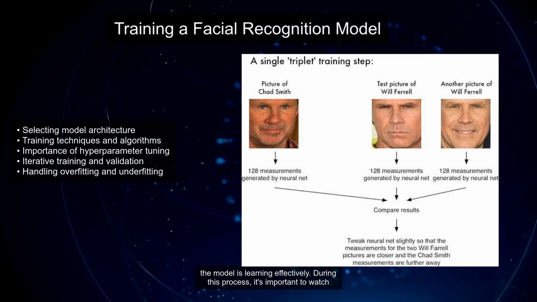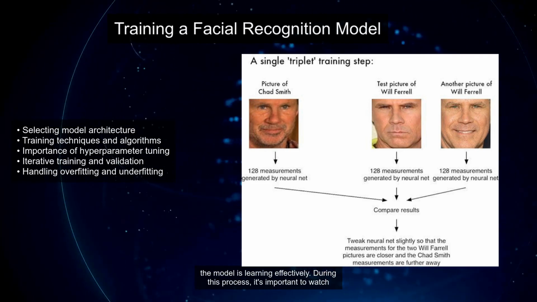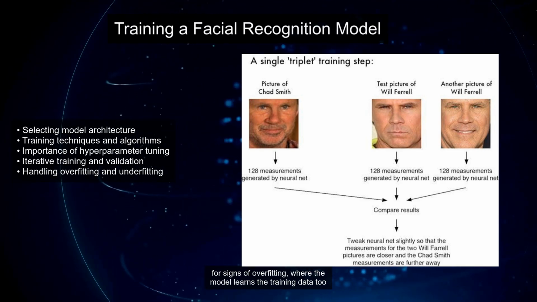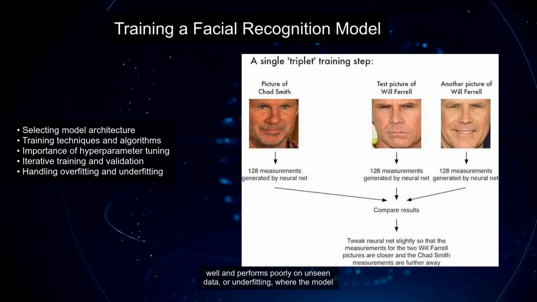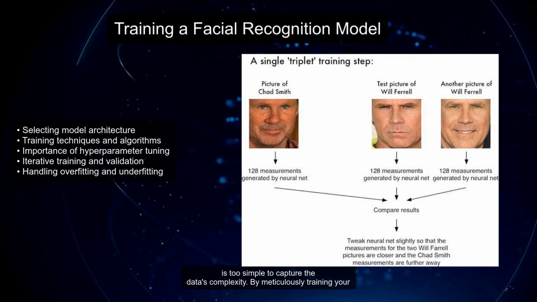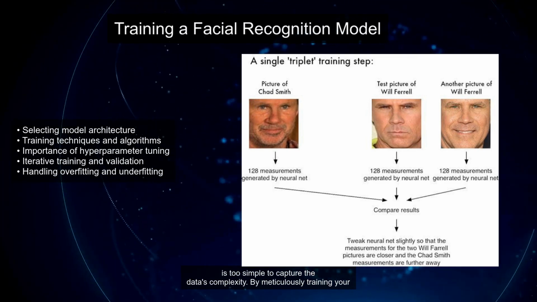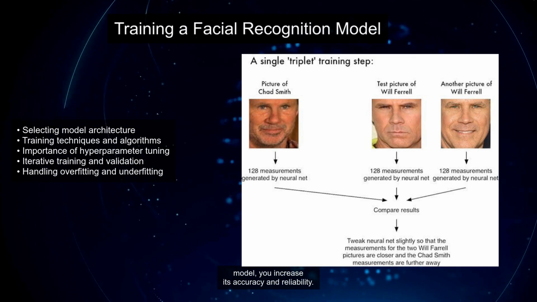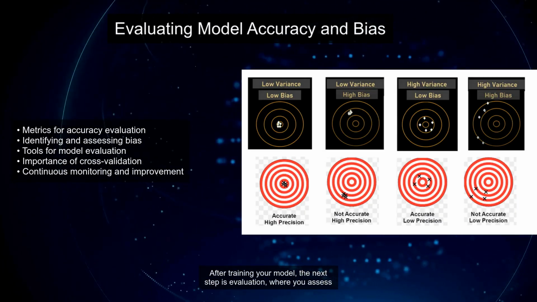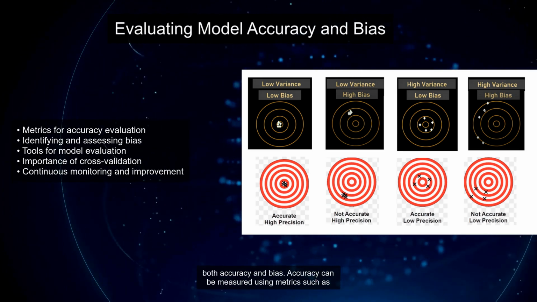Iterative training and validation are performed to ensure the model is learning effectively. During this process, it's important to watch for signs of overfitting, where the model learns the training data too well and performs poorly on unseen data, or underfitting, where the model is too simple to capture the data's complexity. By meticulously training your model, you increase its accuracy and reliability. After training your model, the next step is evaluation, where you assess both accuracy and bias.